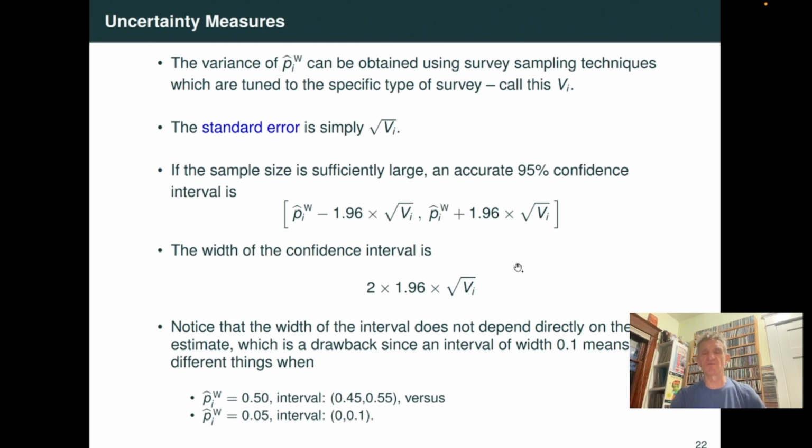Rather than having to look at the lower and the upper limits, we could map, for example, the width of the interval. Now notice that the width of the interval has no pi hat w in it, so it doesn't depend on the point estimate. That is a drawback for something that has a limited range like a prevalence. For example, suppose I give you an interval width of 0.1. That means very different things. If we've got a prevalence estimate of 0.5, then the interval is 0.45 to 0.55, so we might think that's reasonable. Whereas if the prevalence is 0.05, that gives us an interval of 0 to 0.1, and that's a lot of uncertainty for a relatively rare event.